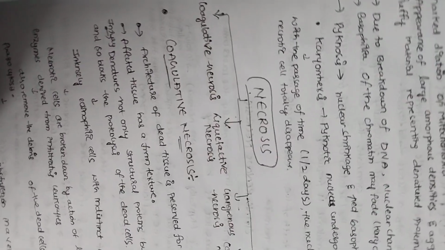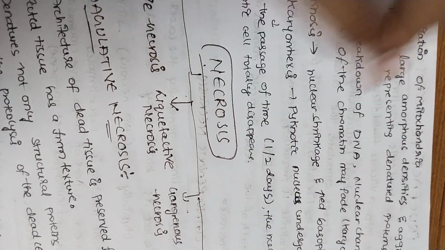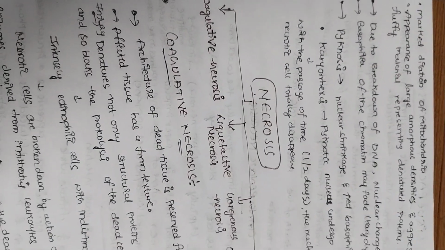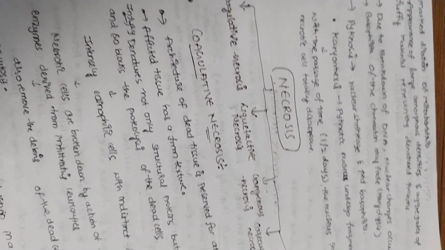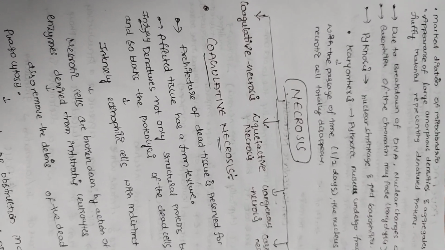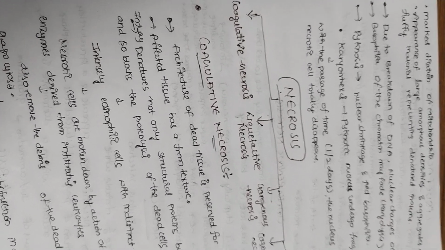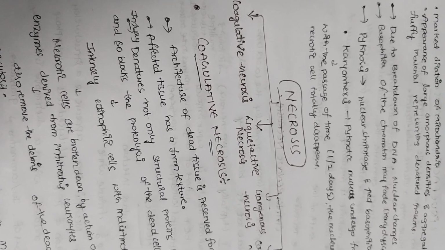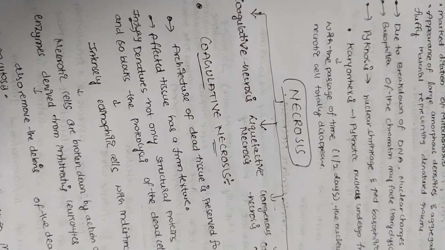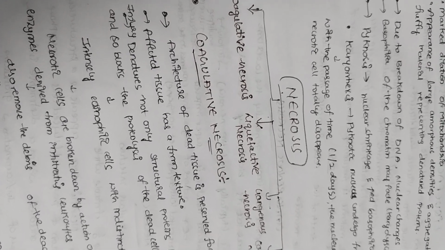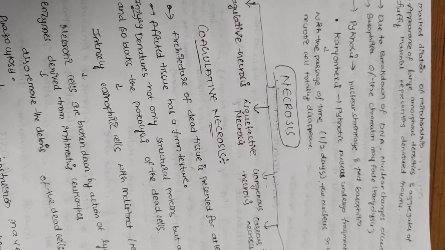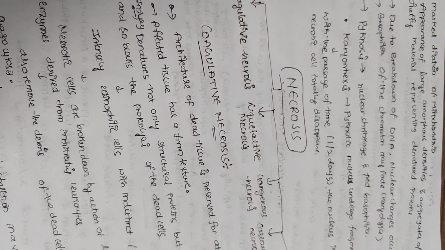Marked dilatation of the mitochondria will be seen, along with the appearance of large amorphous densities and aggregates of fluffy material representing the denatured proteins. As we already saw, denatured proteins will get accumulated. These will appear as amorphous densities, and DNA breakdown and nuclear changes will be observed.